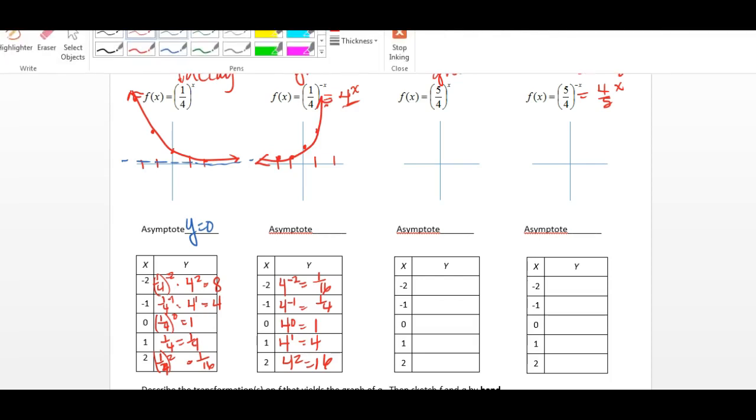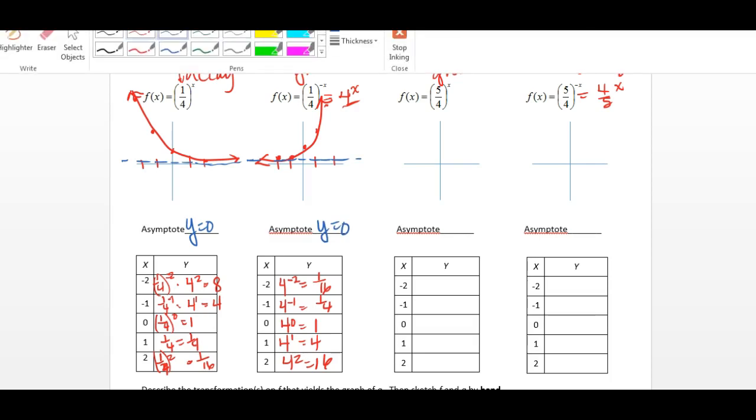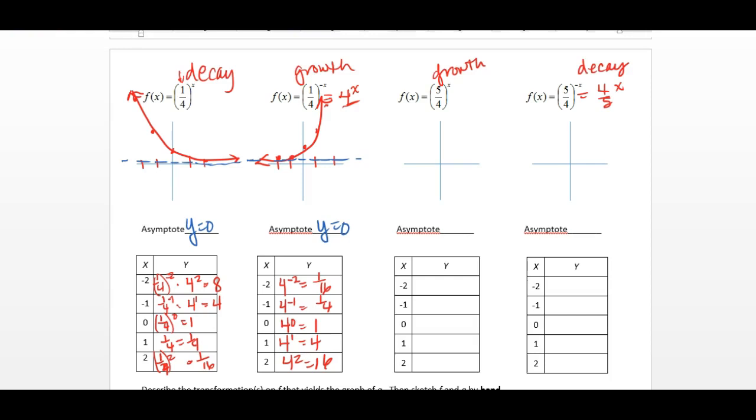But then, where's the asymptote? What is it not crossing? It is not crossing that x-axis, and that is where y = 0. Okay, let's try the next one. We know it's growth, so it's going to have an upward swing. So 5/4 to the negative 2 power is going to be 4/5 squared, which is going to be 16/25.